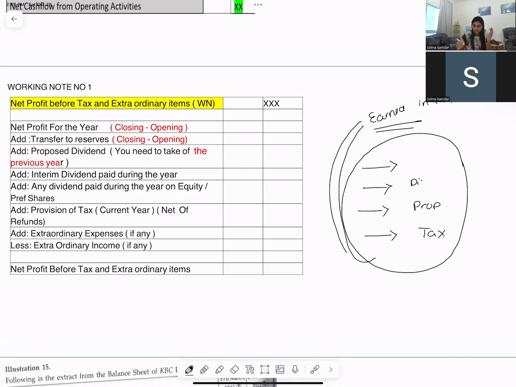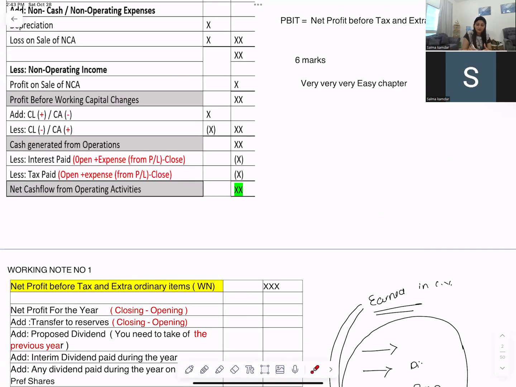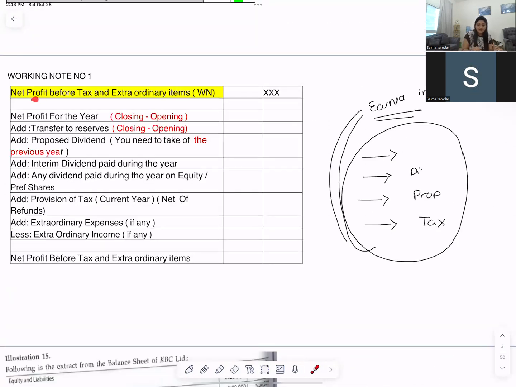So the first target of yours when you're finding the cash flow from operating activities is to find out the net profit, the actual profit that you have earned before doing any transfers. So before doing any transfer to reserves, before paying off dividend, before doing anything, what is the amount of profit that you have earned? It's very easy to find out. Whatever is your closing net profit, from that you will minus the amount of profit that is there in the opening balance sheet. You will get your net profit for the year.